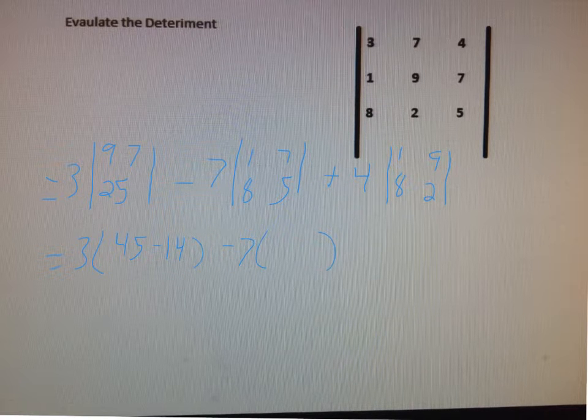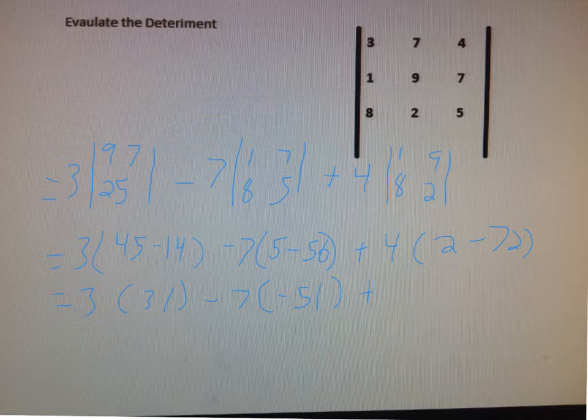So it'll be 45 minus 14. And you continue across here. This diagonal would be 5. This diagonal would be 56. 5 minus 56 plus 4. And finally, this diagonal would be 2 minus 72. And so I have 3 times 31 minus 7 times negative 51 plus 4 times negative 70.